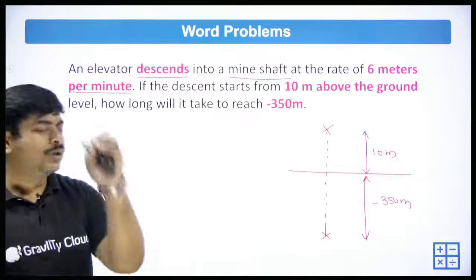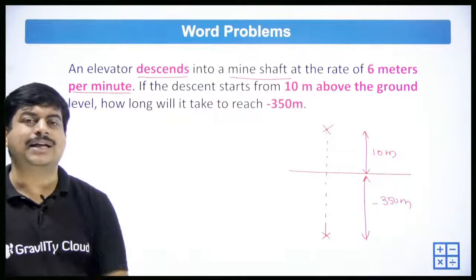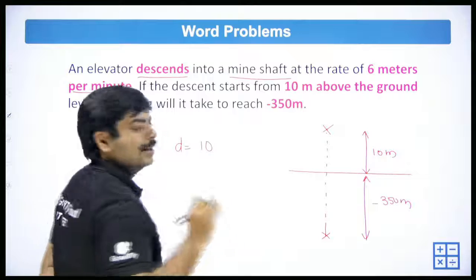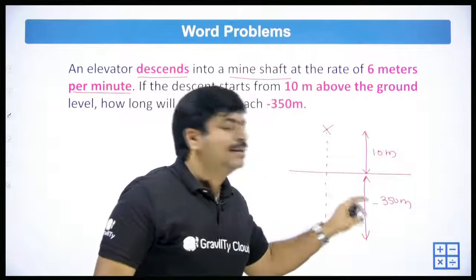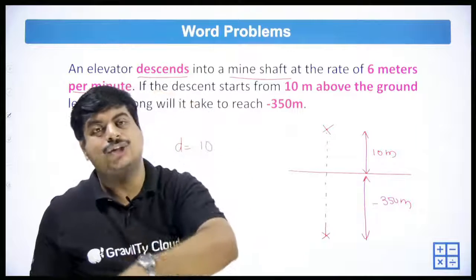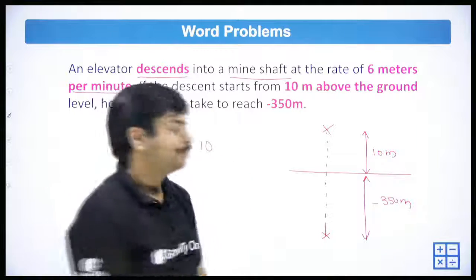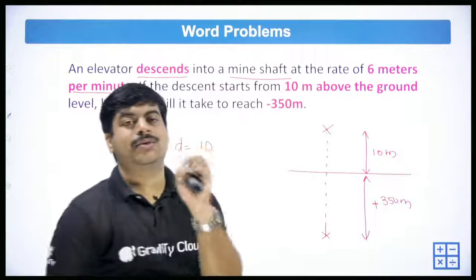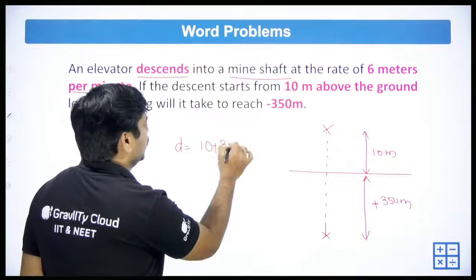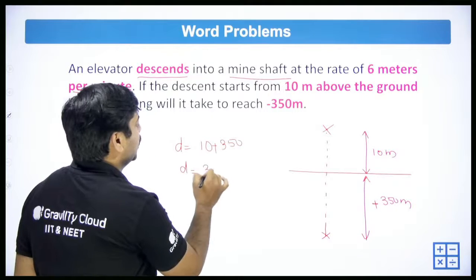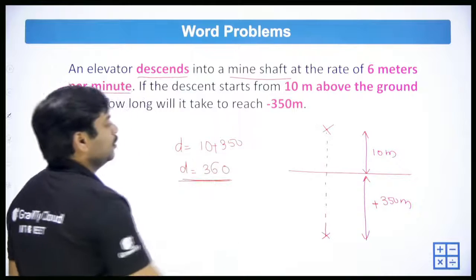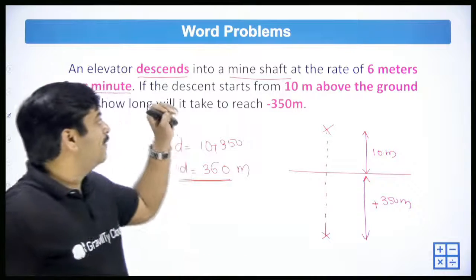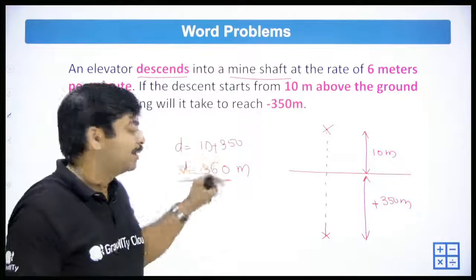So now tell me, what is the total length it is moving? What is the total distance it is covering? The total distance is 10 meters above, and although it is minus 350, negative means reverse direction. The distance is 350 meters only. It is a plus 350 meters. The distance is always positive. So distance is equal to 10 plus 350, that will give you 360. So now the total distance traveled by the elevator is 360 meters.